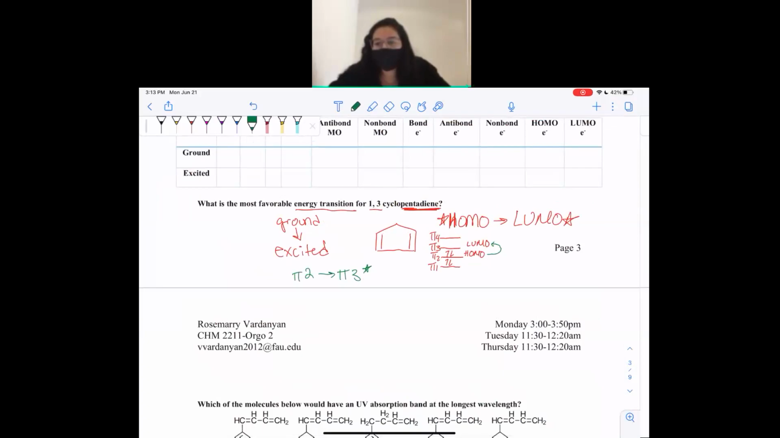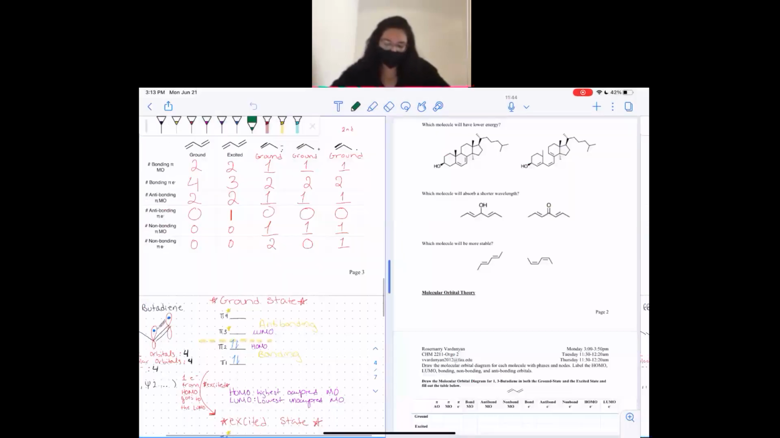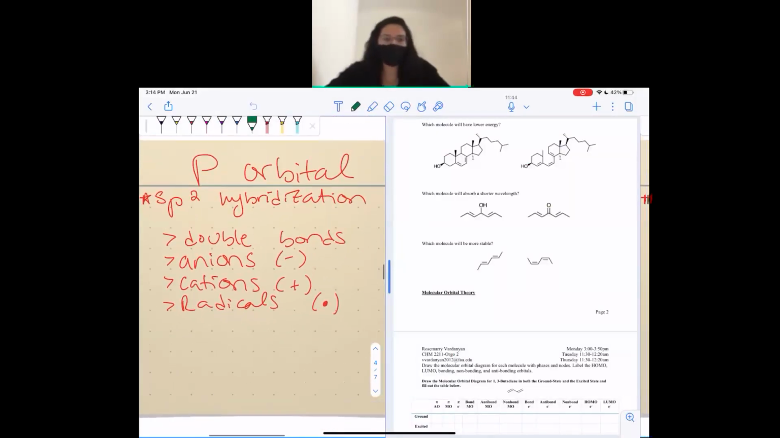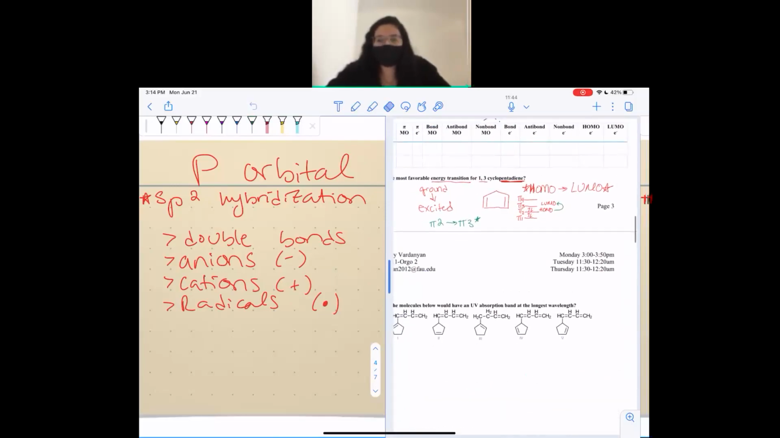So someone asked if orbitals are for double bonds only. In molecular orbital theory, we're going to draw an orbital for double bonds, positive charges, negative charges, and radicals. I made this handy little note here. You guys want to write it down? All of those are going to count towards molecular orbital theory.